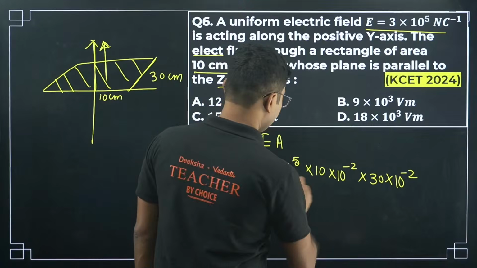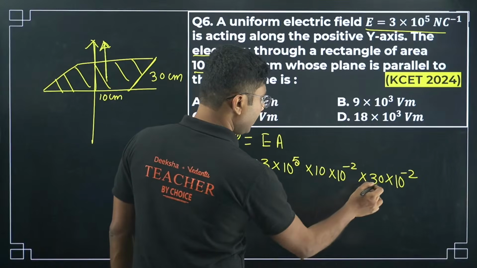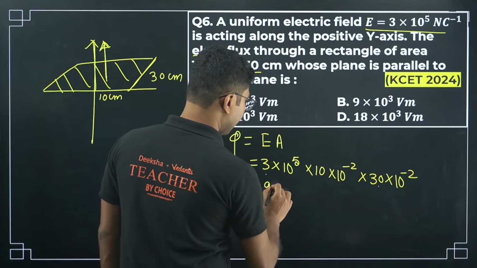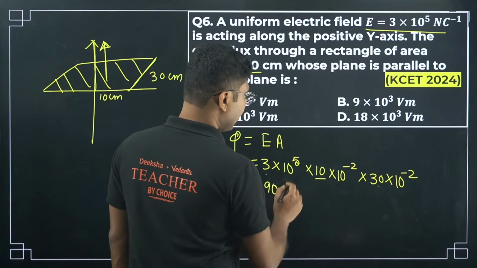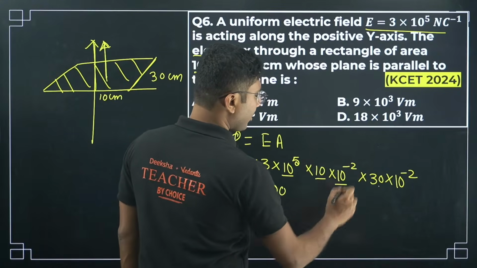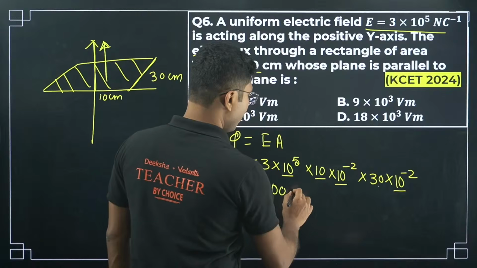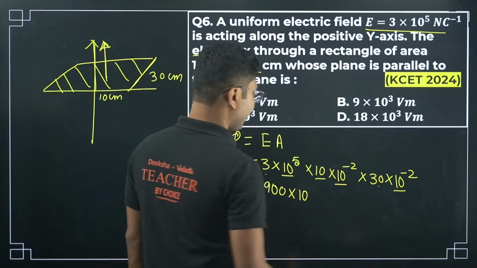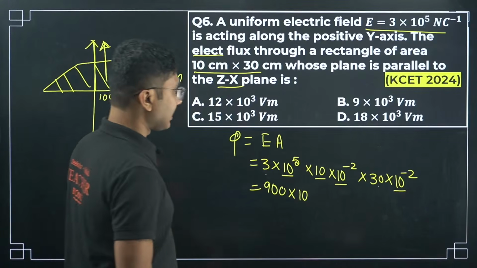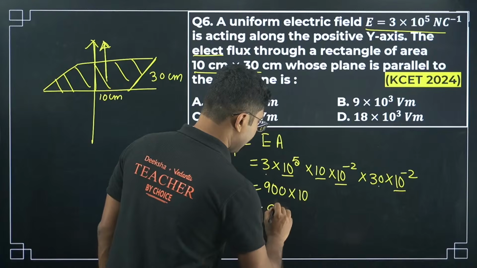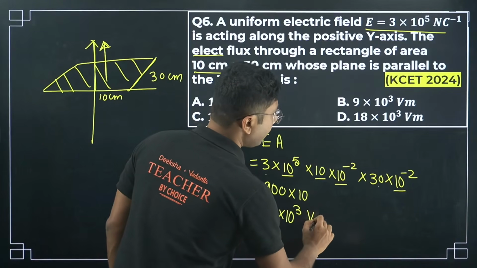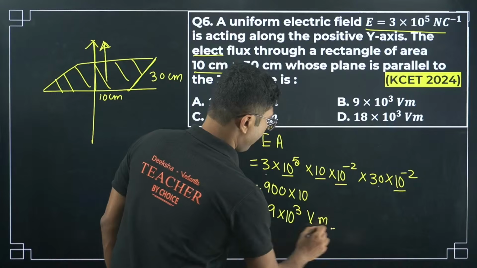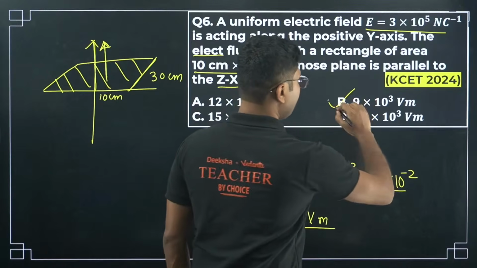Now let's multiply. 3 into 30 is 90. There is one more 10 over here, so it will be 900. 10 to the power of 5, 10 to the power of minus 2, 10 to the power of minus 2 will give me another extra 10. So it will be 9 into 10 to the power of 3, volt meter. So the correct answer is option B.